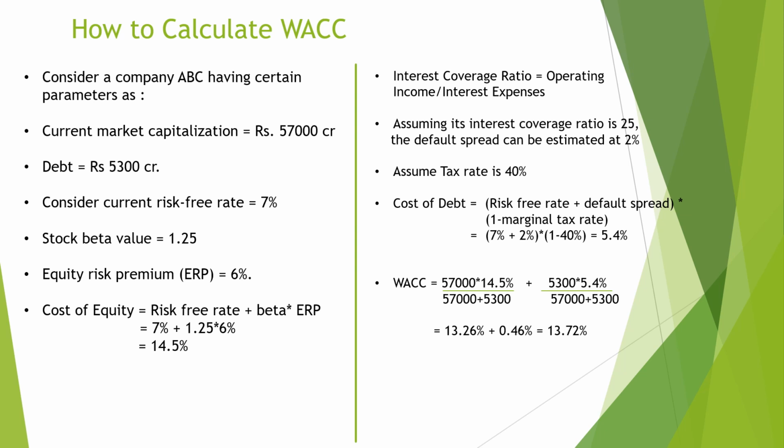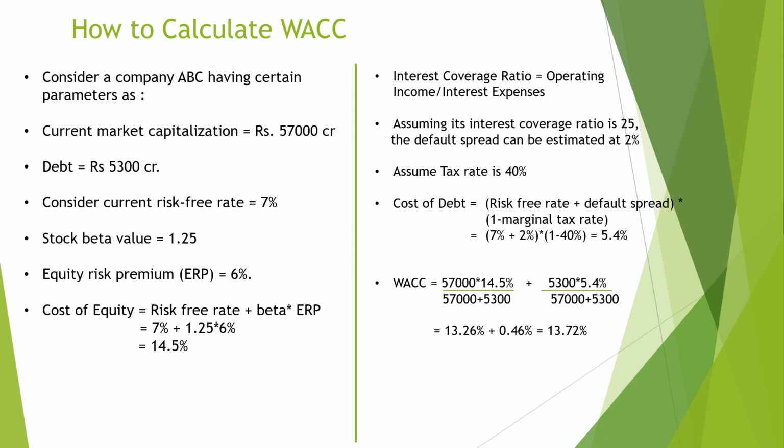Let's say there's a company called ABC which has certain parameters. Assume its current market cap is 57,000 crores, and it has a debt of 5,300 crores on its books. Let's consider that the current risk-free rate is 7%. This 7% could be the present yield on the 10-year government securities. Let's assume the stock is a bit volatile in nature, hence we have taken 1.25 as its beta value. And let's assume that the equity risk premium, or the premium that the investor is looking for when investing in stocks, is 6%.